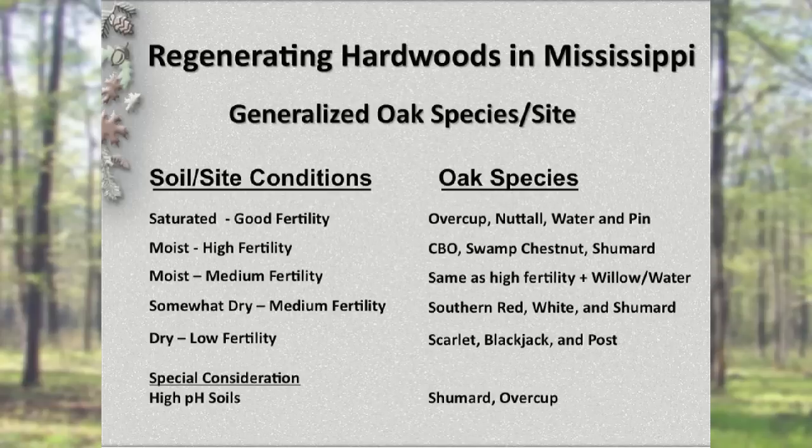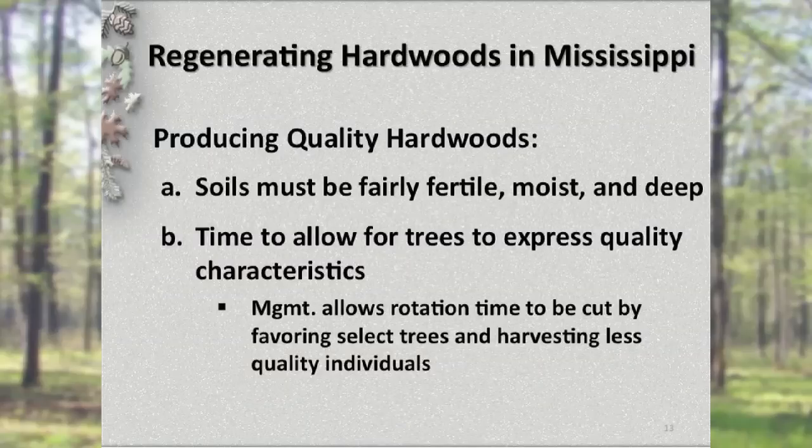If we get at a little drier site, medium fertility, we find still good species: southern red oak, white oak, and shumard. However, if we drop to a dry, low fertility site, then we have less desirable species of oak such as scarlet oak, blackjack oak, and post oak. Well, what about different sites that have high pH soils? We have soils that exist that are above 7.5. The only oaks that will live on those types of soils are shumard and overcup, with shumard being the most desirable of those two species.